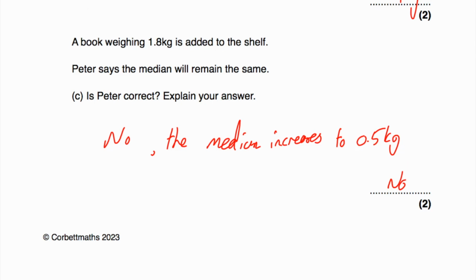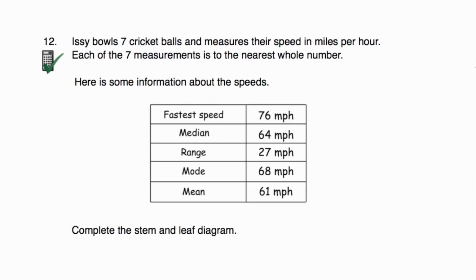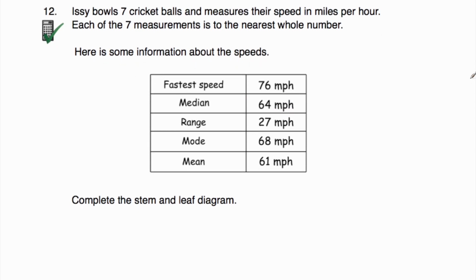Okay, let's have a look at our last question, question number 12. Izzy bowls 7 cricket balls, and measures their speed in miles per hour. So maybe someone's got a speed gun or some device that measures the speed of these cricket balls. Each of the 7 measurements is to the nearest whole number, so maybe like 57 miles an hour, or 150 miles an hour, or 2 miles an hour. There are no decimals on this display.